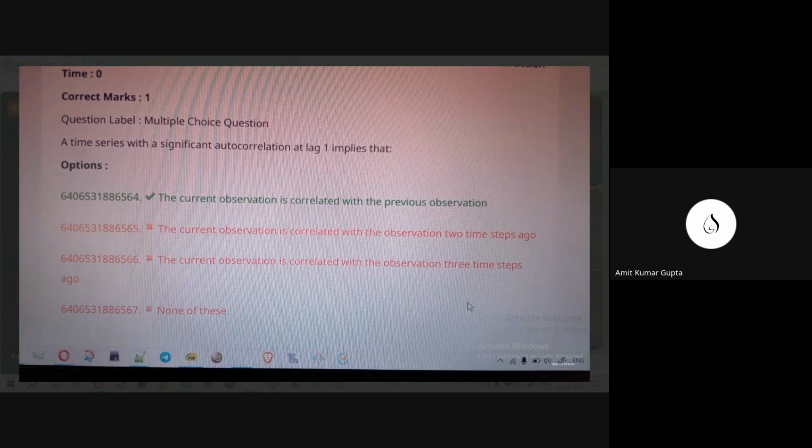We are assuming that there is some autocorrelation, which is always there because we are talking about the same variable again and again. At lag one, you guys know about lag one. Someone tell me what is lag one. If I am talking about lag one, then what's the meaning? Just the previous observation. Clear? Everyone is clear?